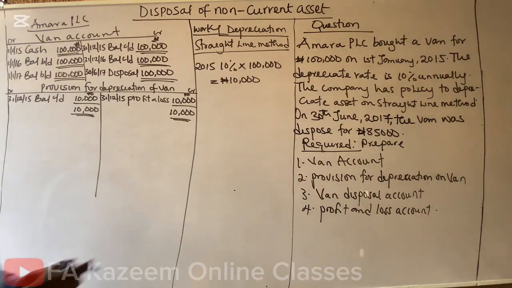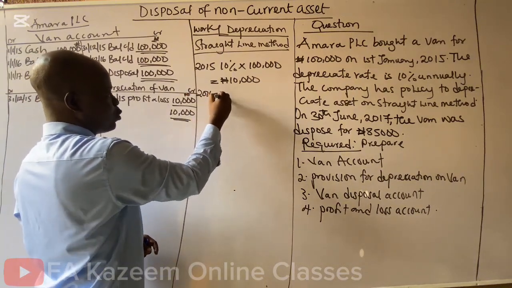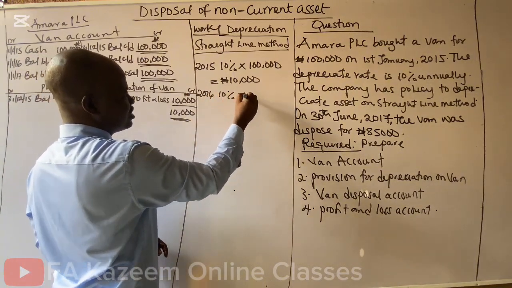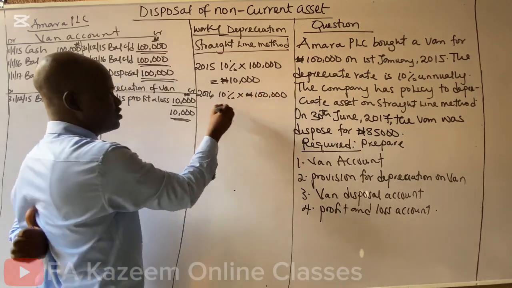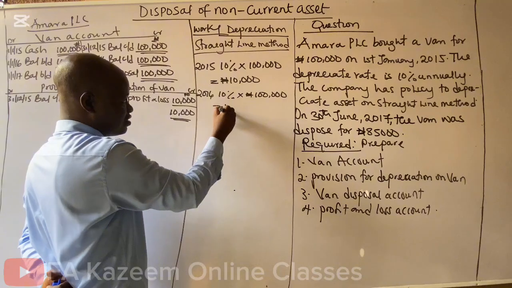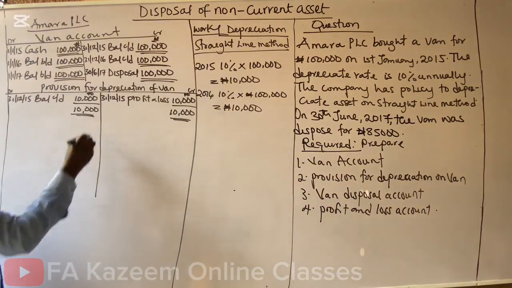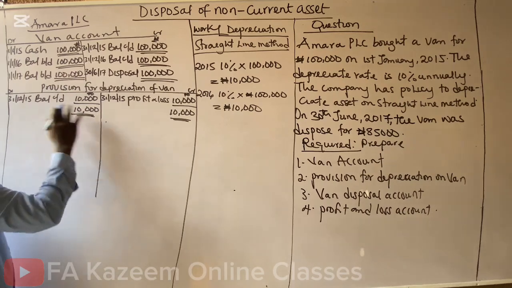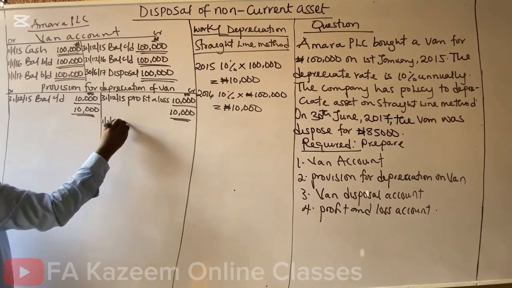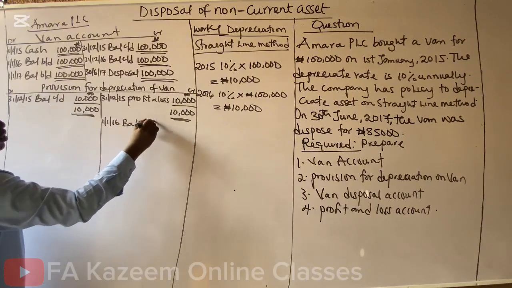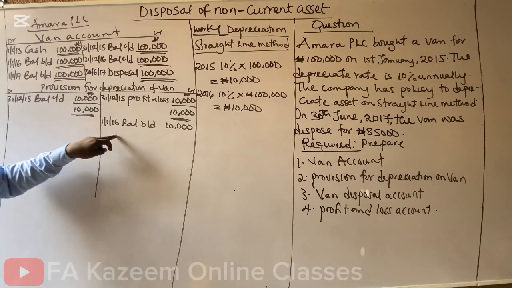This asset is still existing as at 2016. They will also set aside another 10% of 100,000 because they are using the straight line method, and that is another 10,000 set aside. How do we do that? We come here, 31st 12 2015, balance brought down on 1st January 2016, 10,000. This is from 2015 to 2016.